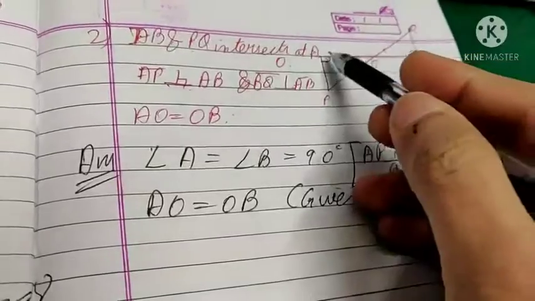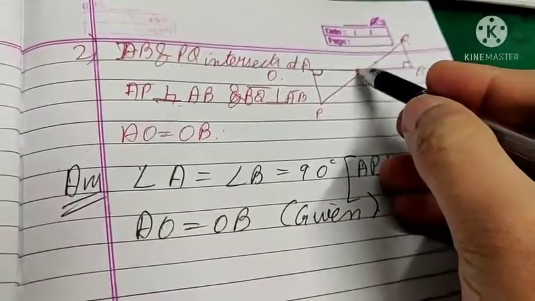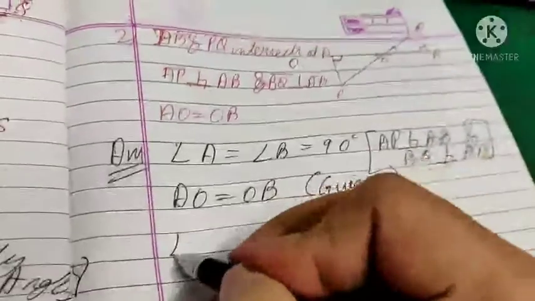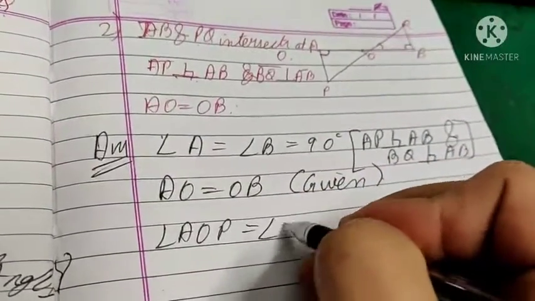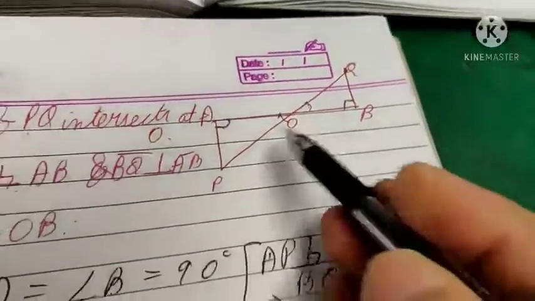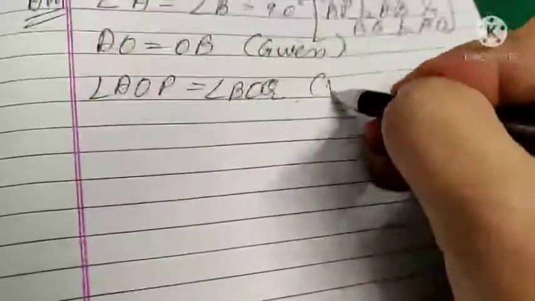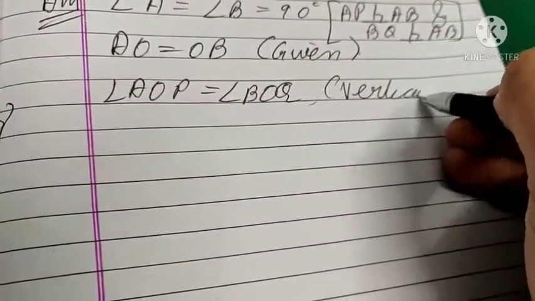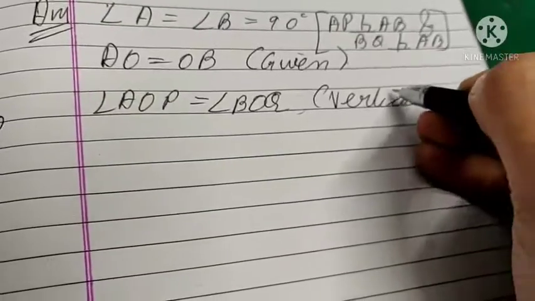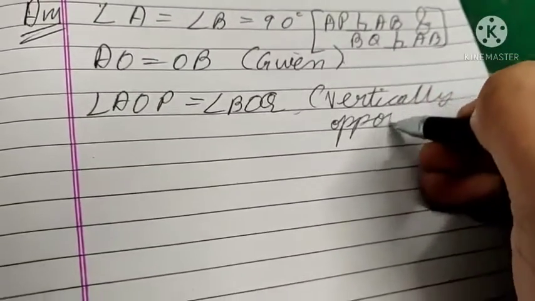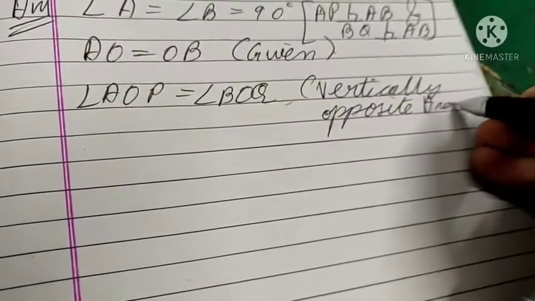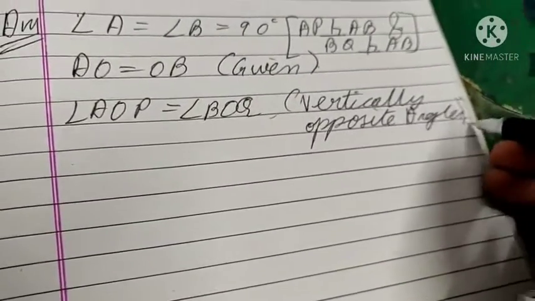Okay, and what next? Next is, if you see these two angles, angle AOP is equal to angle BOQ. Okay, why are they equal? Because they are vertically opposite. When two lines cut each other, then opposite angles are equal. These are vertically opposite angles. Okay, so these three things are equal.